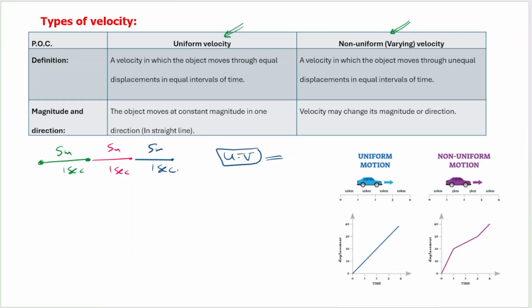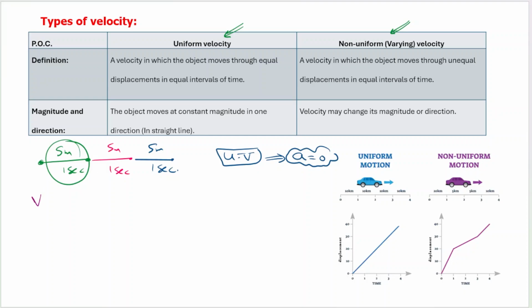And we will find that uniform velocity means zero acceleration, because this object is covering the same displacement through the same interval of time. Can you see? Each 1 second, this object covers 5 meters. So its velocity will be 5 meters per second. 5 meters per second means this object is covering 5 meters each second.